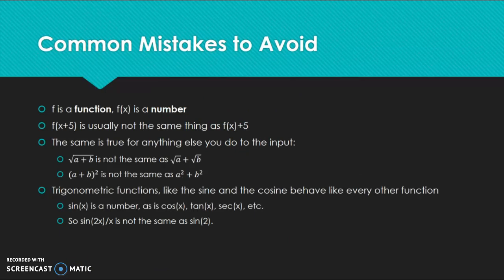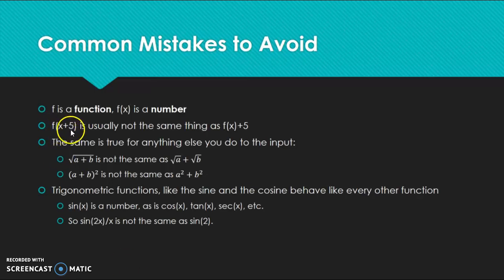Some of the common mistakes that I would like you to try to avoid involve both semantics, how we refer to our functions, and what you can do to the input. So, first things first, f is the function, f of x is a number. Typically in this class, you're going to refer to the output of the function. You're going to be referring to f of x. There's very few instances where you want to talk about f by itself. So make sure that you indicate the input when you're talking about your function.